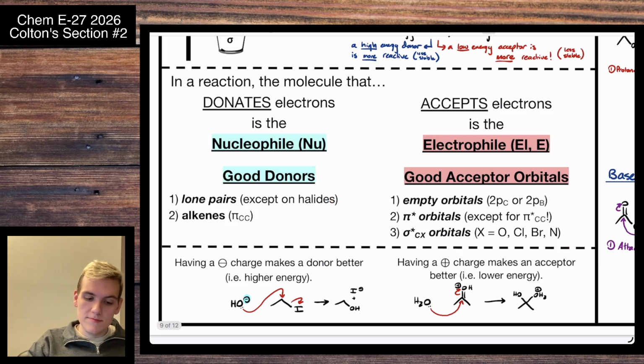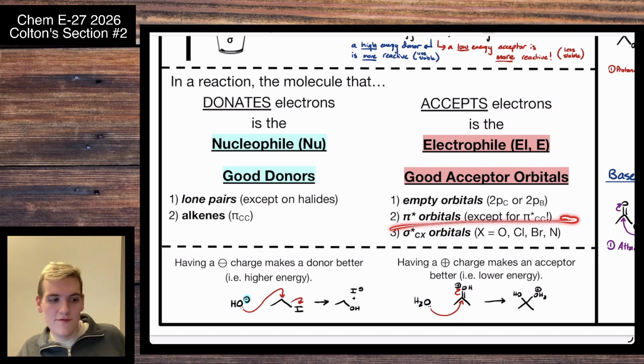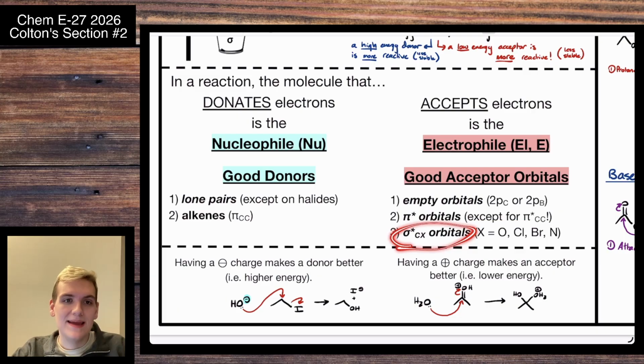So our number one good donors are lone pairs, followed by alkenes. And then our good acceptors: we love a carbocation, we love an empty orbital, like a boron. We love pi stars, like the anti-bonding orbital of the carbonyl. And then we also like anti-bonding orbitals between carbon and something that's electronegative.